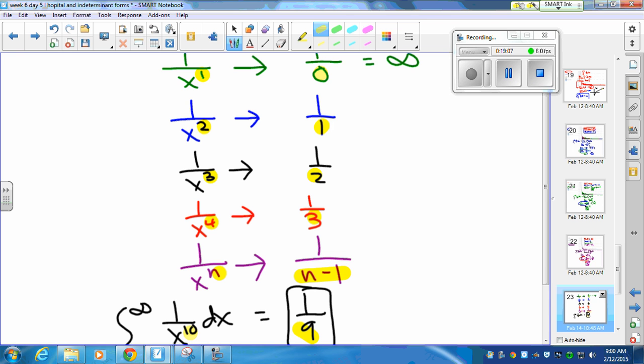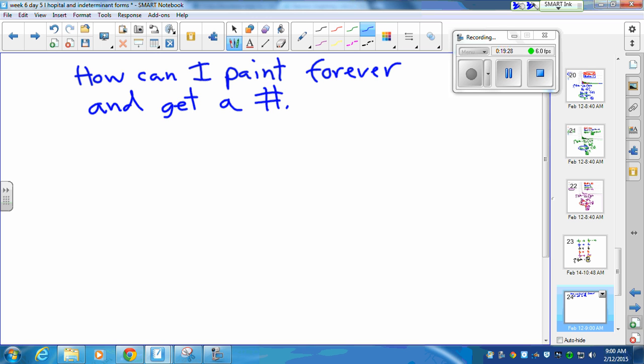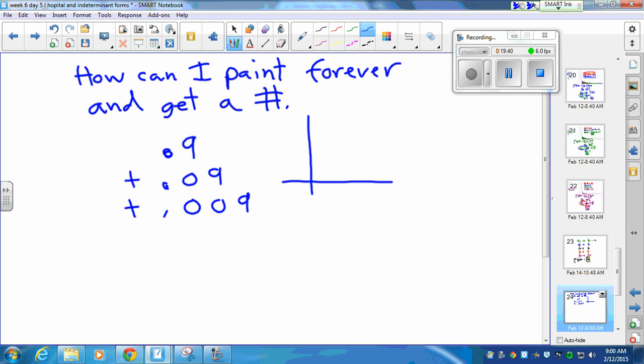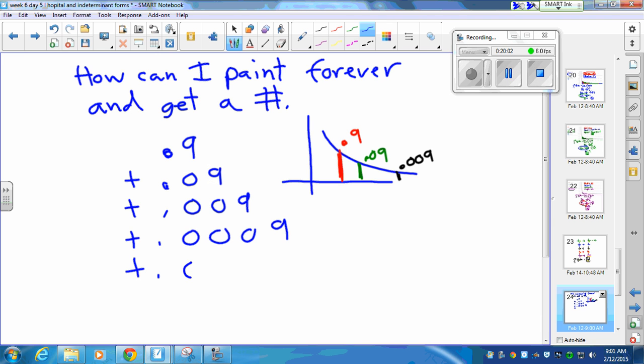It's just weird to me. How can I paint forever and yet get a number? How can I paint forever and get a number? And one way to preview that is I'm going to start with 0.9, and I'm going to add 0.09. I'm going to add 0.009. Now, does that kind of visually somewhat make sense about maybe I'm adding 0.9 worth of paint, and then later I'm going to add a little bit less, 0.09 worth of paint, and then a little bit later I'm going to add a little bit less, 0.009 of paint, and I could keep adding every single day a little bit less paint, a little bit less paint.